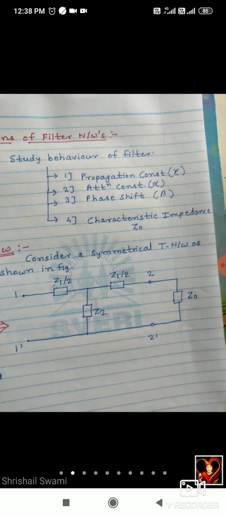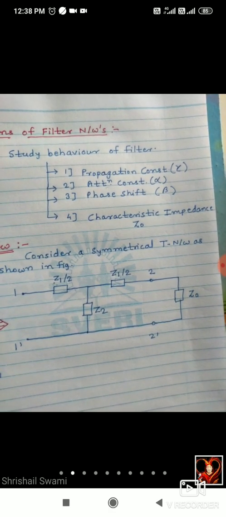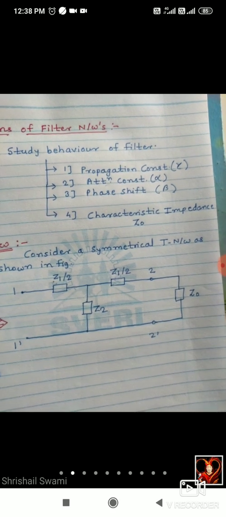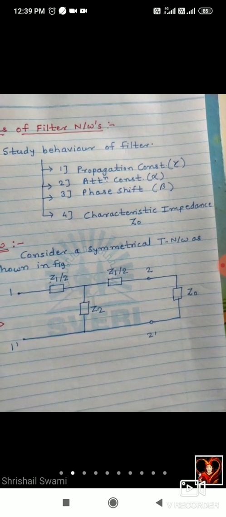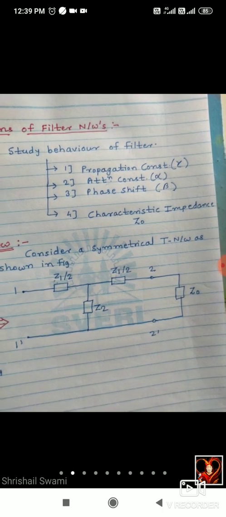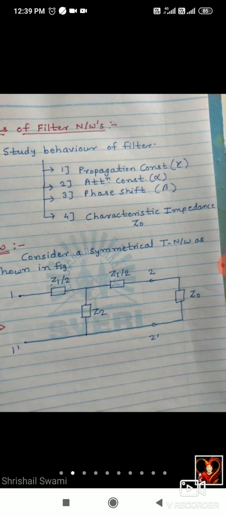The fourth one is an important parameter which we are going to use in the design of passive filters, that is, all constant K type filters. That is the characteristic impedance Z0. So these are the four parameters. By observing these four parameters, we can analyze and study the behavior of all types of filters.